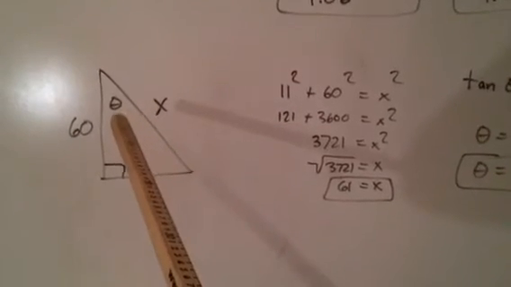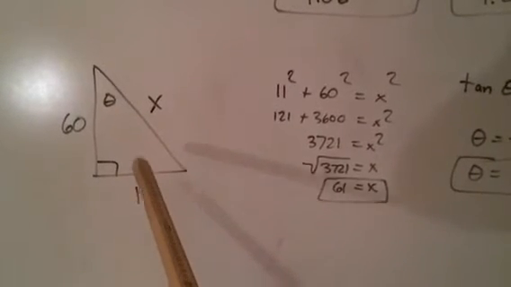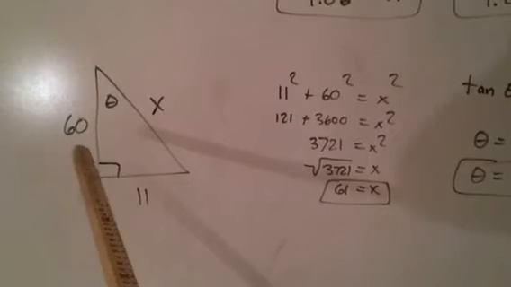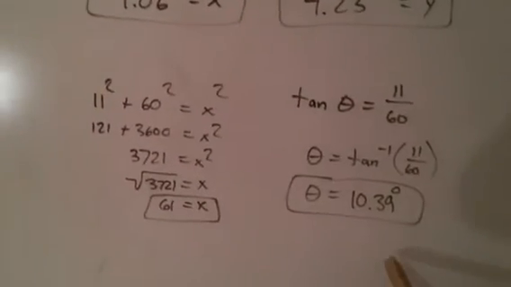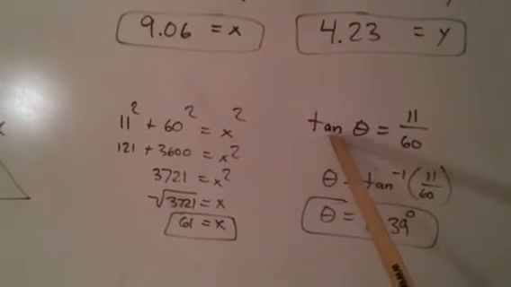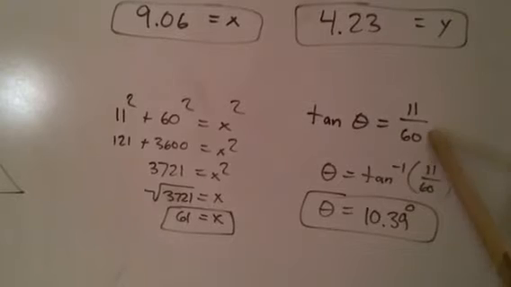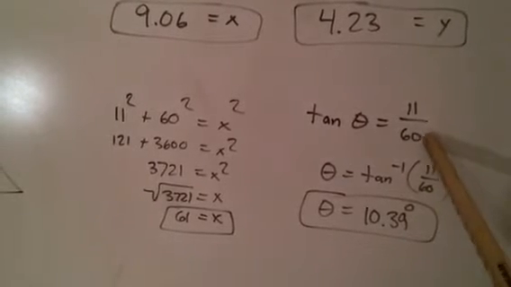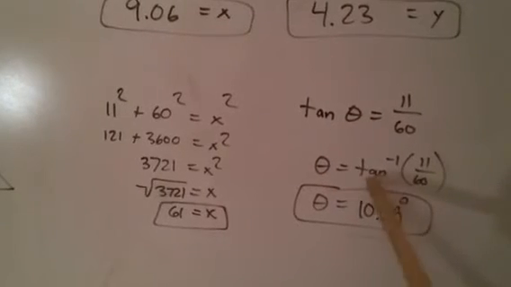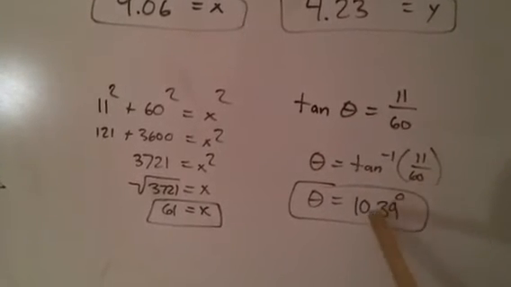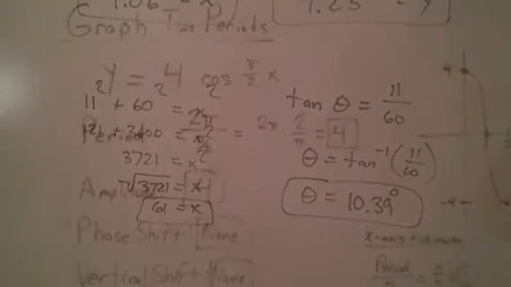To find the angle, whenever we find an angle, the two sides that I know are the opposite side and the adjacent side. The trig function that uses opposite and adjacent in this problem is tangent. So the tangent of my angle is opposite over adjacent, 11 over 60. To find the angle, you use the inverse tangent. So inverse tangent of 11 over 60. Your calculator in degree mode will give you 10.39.